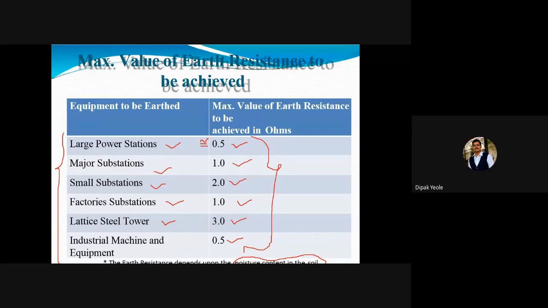म्हणजे लार्ज पॉवर स्टेशन मध्ये जे इक्विपमेंट असतील ते आपल्याला 0.5 ओहमला सगळ्यांना मेंटेन करावं लागेल, सॉरी अर्थ रेजिस्टन्स. येस, सो दिस 6 व्हॅल्यूज यू हॅव टू कीप इन माइंड. व्हॅल्यू सोप्या आहे बघा लक्षात ठेवायला. 0.5 च्या दुप्पट केलं 1, 1 च्या दुप्पट केलं 2, परत 1, 3, 0.5. येस, सो इन दॅट वे यू कॅन रिमेंबर. सो लार्ज, मेजर, small, factories, lattice and industrial. So among these 6, the maximum value of earth resistance is for the lattice structure.